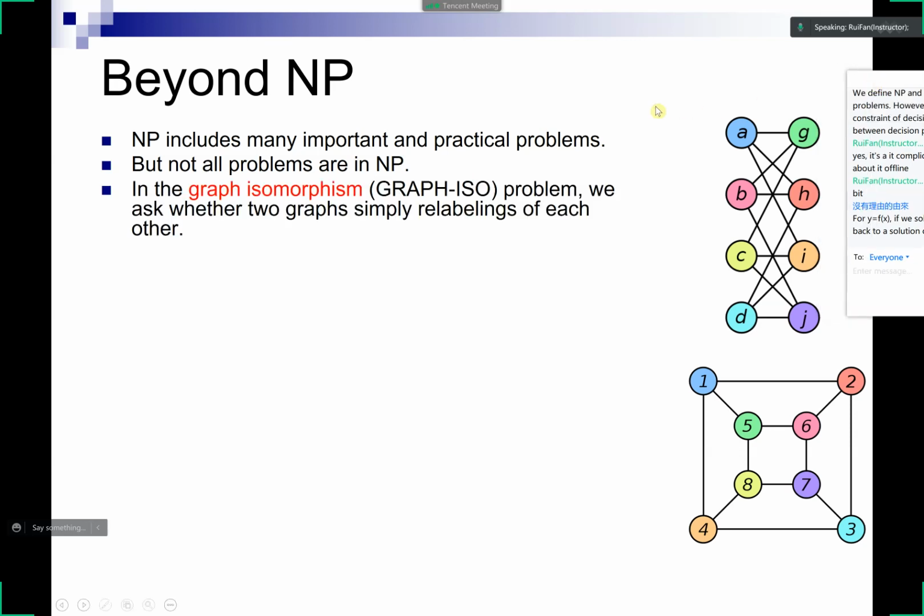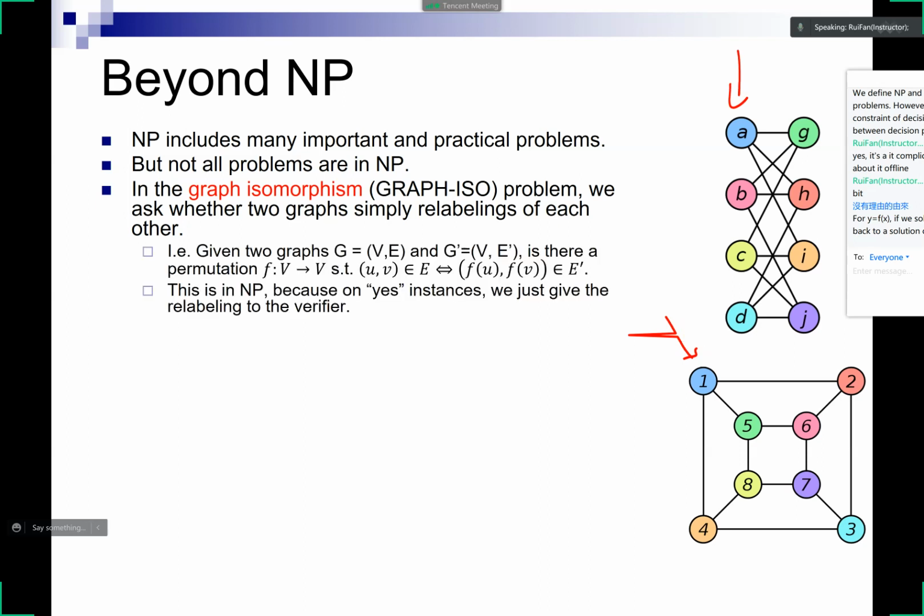As an example of this, suppose we look at the graph isomorphism problem. Here I give you two graphs, the top graph and then the bottom graph. The question is, are they isomorphic to each other or not? What I mean by isomorphic is that, these two graphs don't look like each other visually.